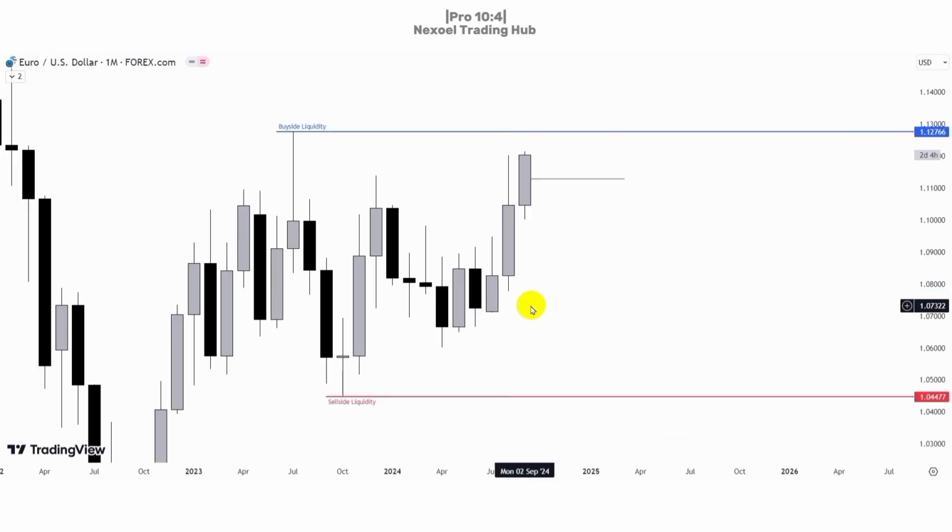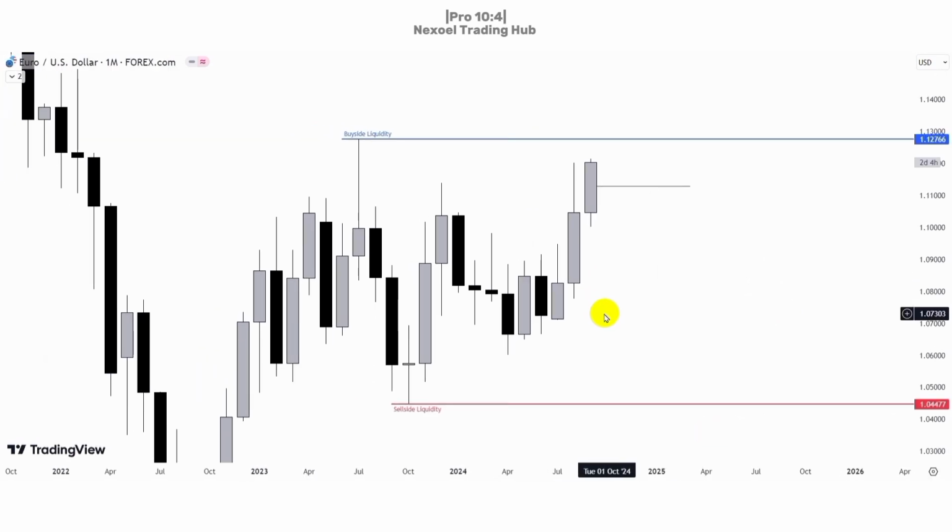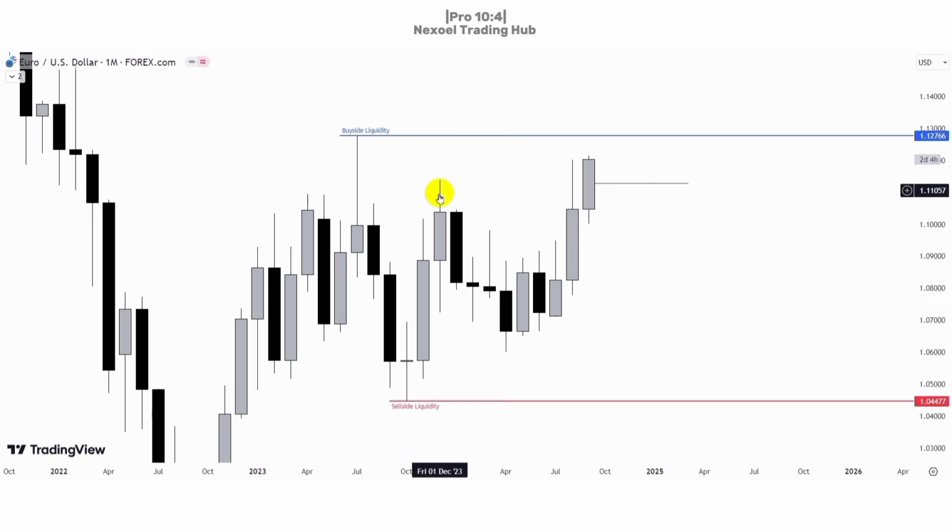This is Euro USD, and this is the monthly time frame. So we can see that price has been attracted to this buy side liquidity. So you're looking forward to see that price will take out this buy side liquidity. So you can see we had this pullback, price failed to take out the sell side liquidity, and then we're having a bullish push of price to the upside.